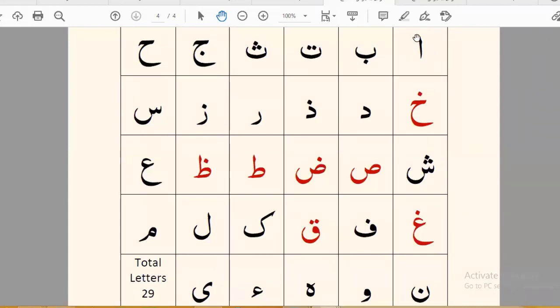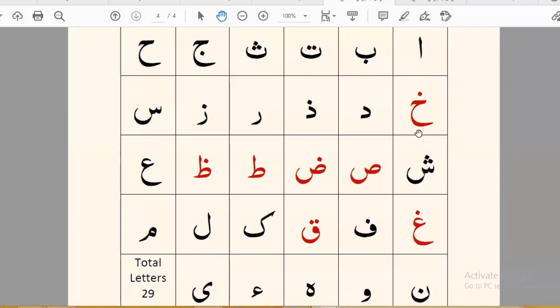For example, the first letter is highlighted in black, which is telling us that this is a thin sounding letter. So when we pronounce this, we're going to say it with a smiling face. We're going to say alif. Next to that, this is also a thin sounding letter, so we're going to say it with a smiling face. We're going to say ba. Next, da. So all these letters that are highlighted in black are thin sounding letters, which when you pronounce them, you need to have a smiling face, and that will allow you to produce the correct sound.